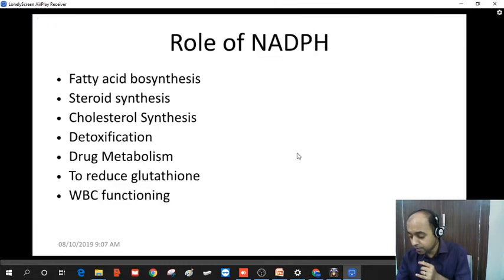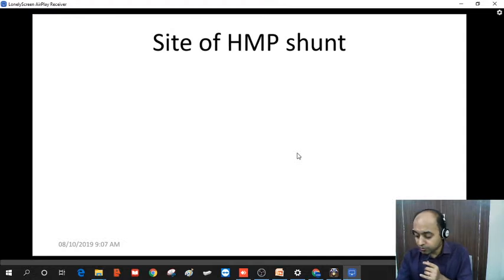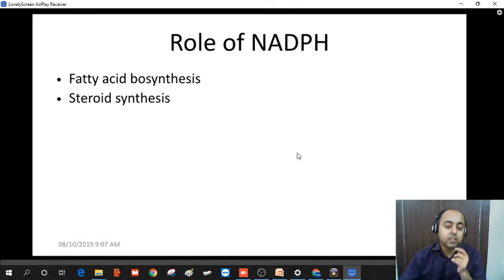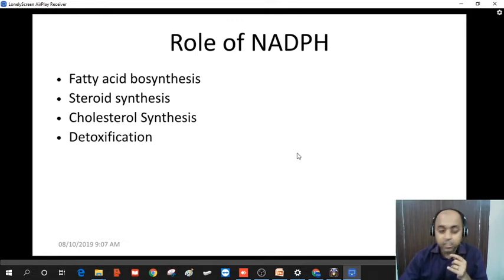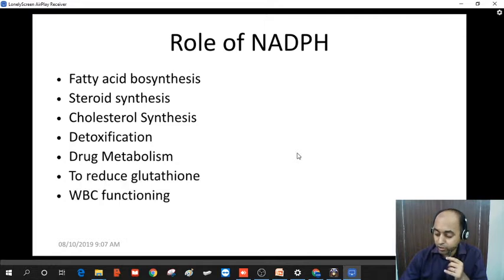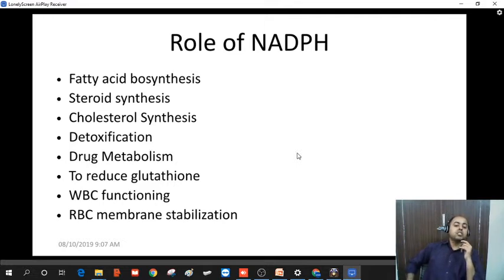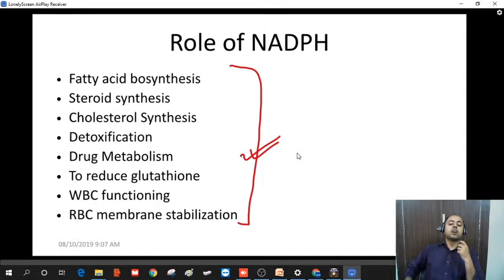Okay, so let's do the checklist. We'll come back to the reactions later. You can see these are some of the functions of the NADPH: fatty acid biosynthesis, the steroid synthesis, the cholesterol synthesis, the detoxification, the drug metabolism, to reduce glutathione, in WBC functioning, the oxidative burst, and in RBC membrane stabilization. So synthetic activity as well as the antioxidant action. So in our checklist, point number one is location, or the organ where this is working. The location is the same as where these synthetic processes are operating. So we'll quickly list some organs where NADPH is required in larger amounts and HMP shunt is upregulated.